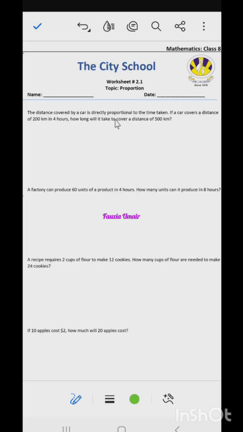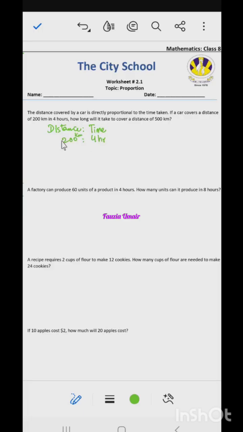First of all, while solving a proportion question, you need to see which two quantities are compared. Can anyone tell me in this first question, what are the two quantities compared? Yes, Waleed. Kilometer and hours, so basically distance and time. So we are comparing distance and time in this question. Very good, Waleed. Now we will write down the data given in the question: 200 kilometer in 4 hours.